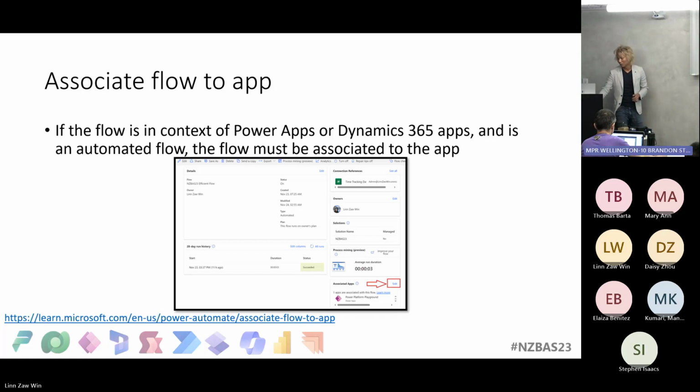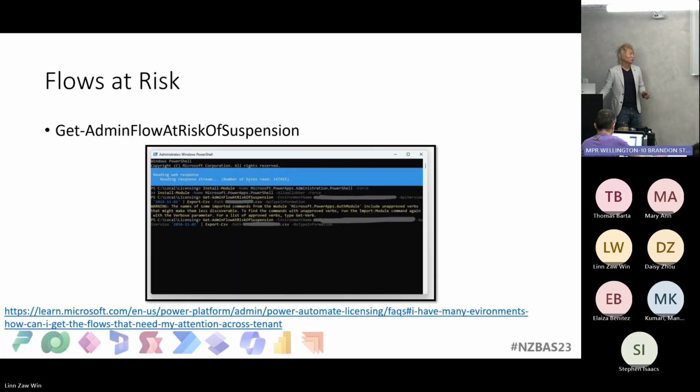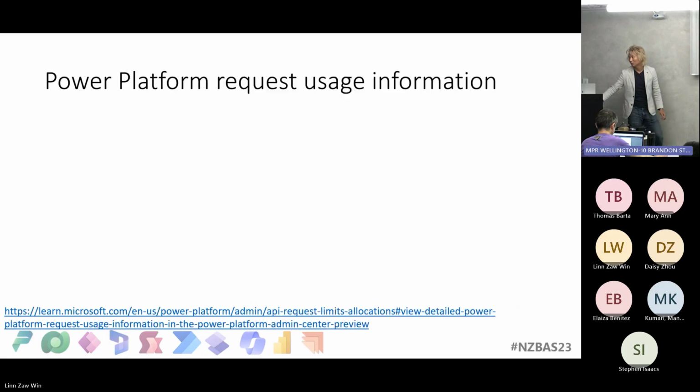How do you know what flows are at risk? You can run the PowerShell script that gets any flow at risk of suspension. You can have the full script in the Microsoft Docs site, linked below.